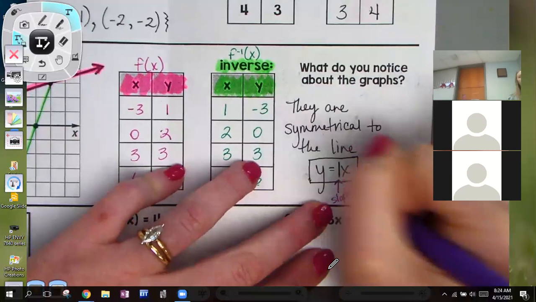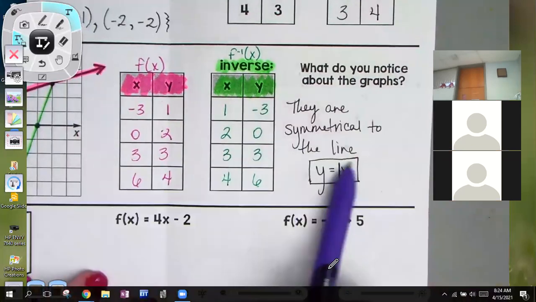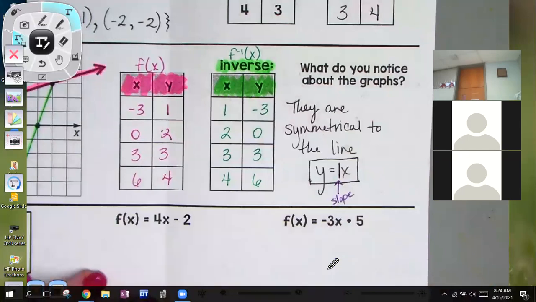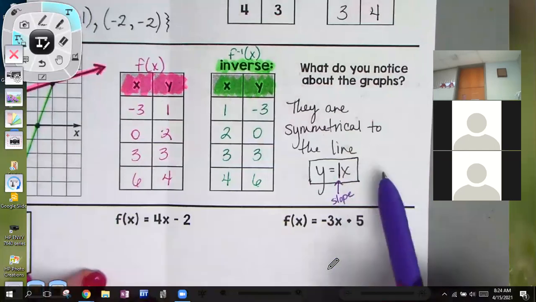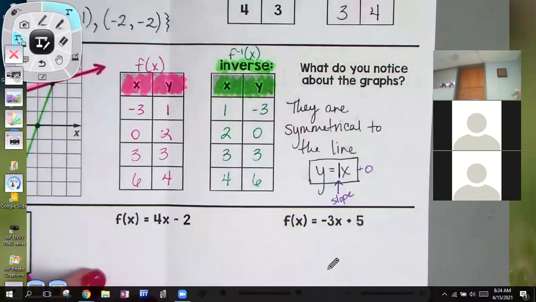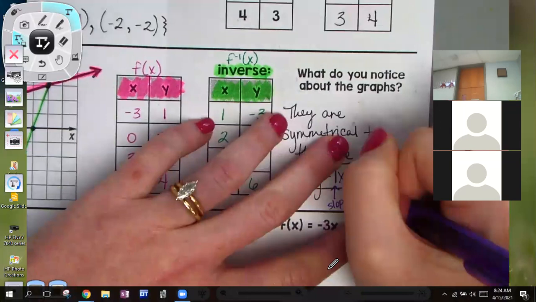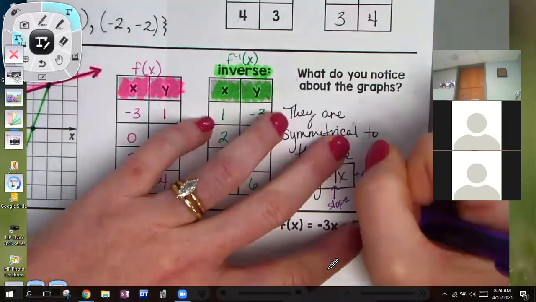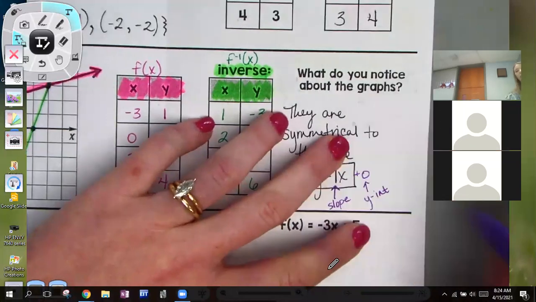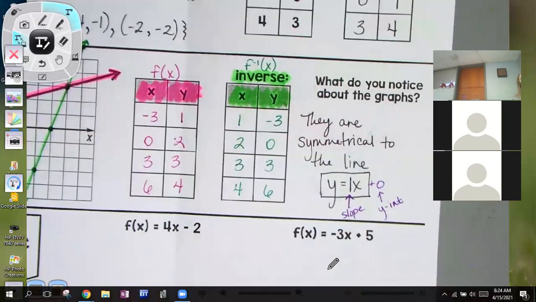Now I know that the number all by itself is my y-intercept. Do I have a number by itself? No, there's nothing there. So we could have easily just put +0, which wouldn't change the outcome of my equation. So this number over here all by itself is my y-intercept. So where is it crossing through my y-axis? At 0. Okay, so let's draw this line and see what happens on my graph.